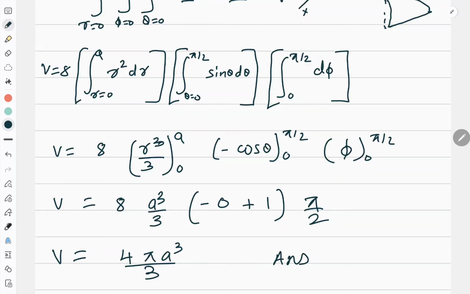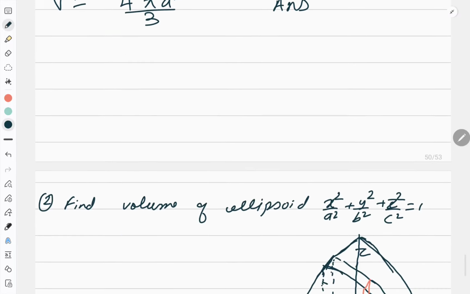So the only thing you have to remember is your starting point. Okay, then it is very easy. Now you can do it by this method also. Now let's move to the next question.